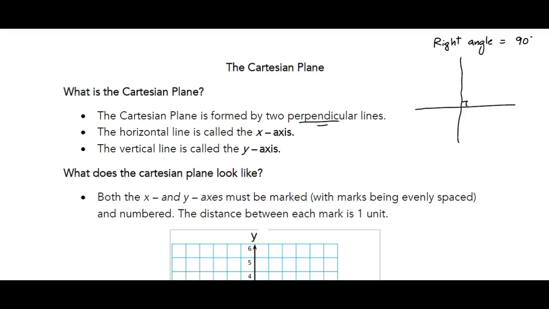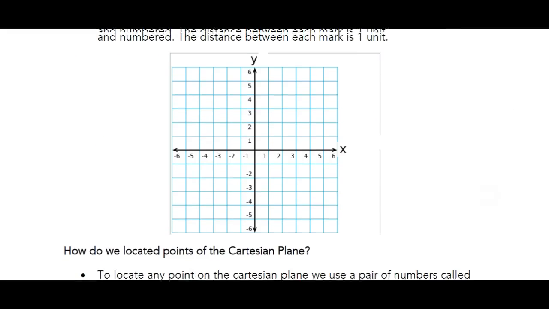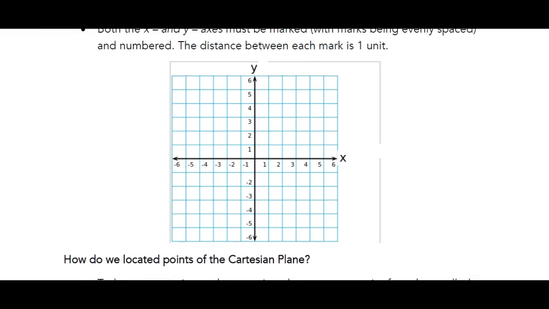Now when we have two lines that cut each other at 90 degrees, we have a horizontal line and a vertical line. So in a Cartesian plane, the horizontal line is called the x-axis and the vertical line is called the y-axis. So what does a Cartesian plane look like? Now let's have a look at this diagram that's given to us right here.